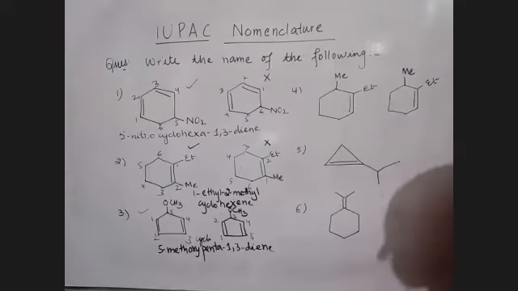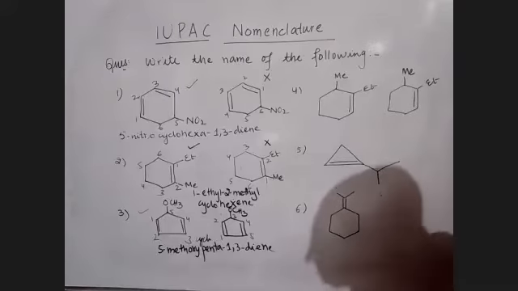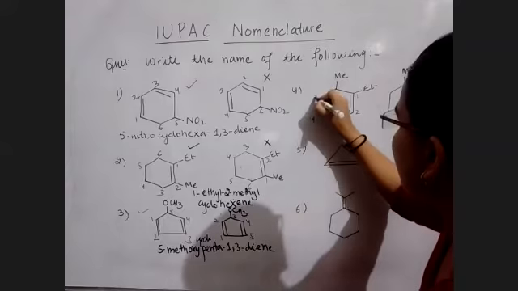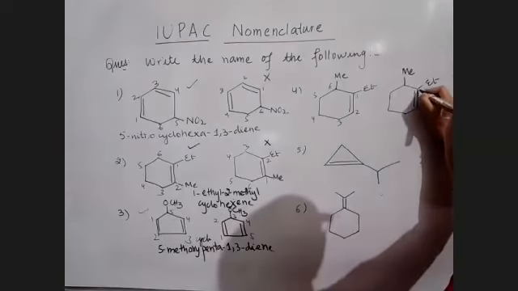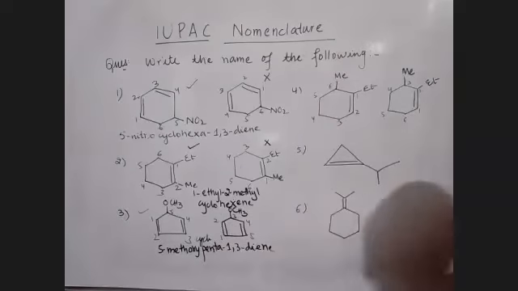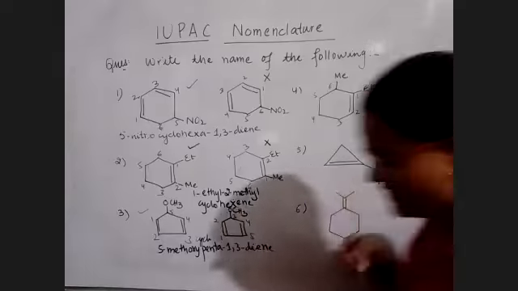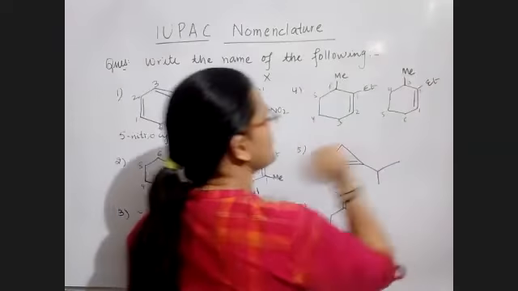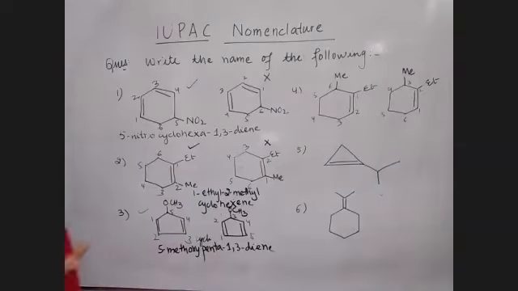Now, numbering can be done in two ways. 1, 2, 3, 4, 5, 6. It can be 1, 2, 3, 4, 5, 6. Which one is correct? First one or second one? In both the cases, tell me the double bond position. Double bond position is 1. Next priority is that the lowest numbering should be given to the side chain.